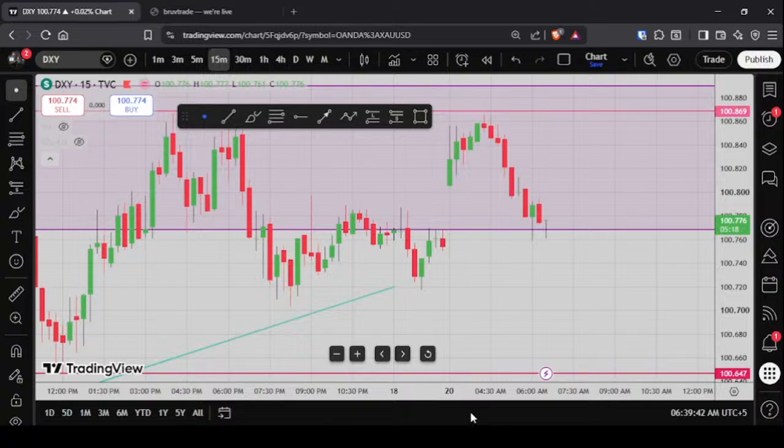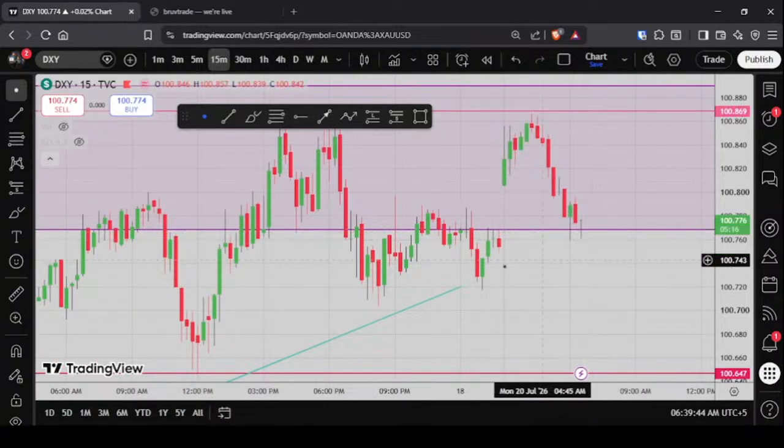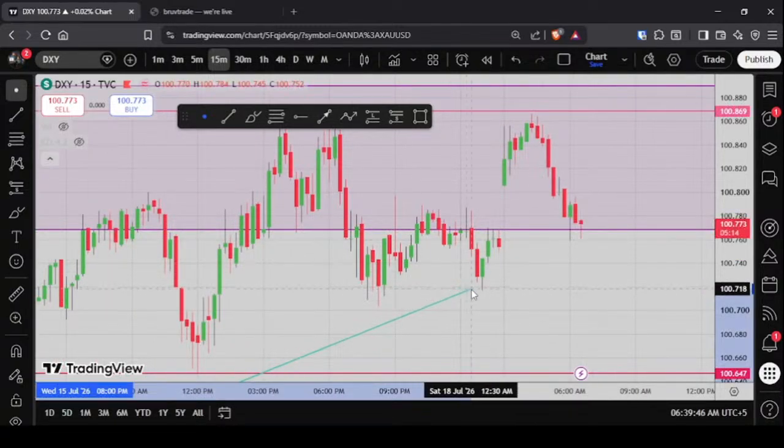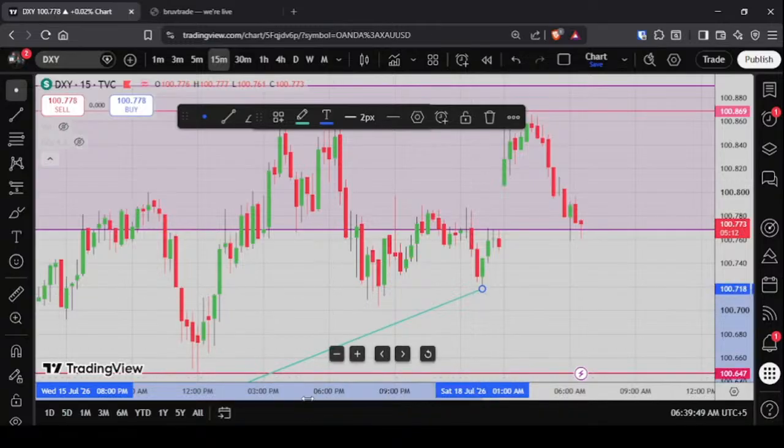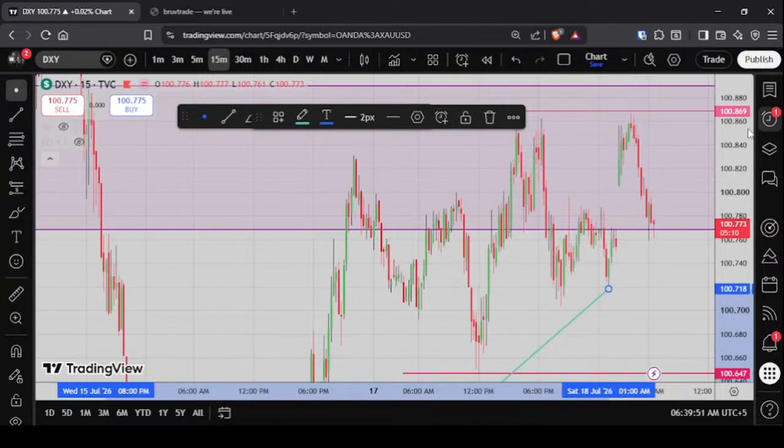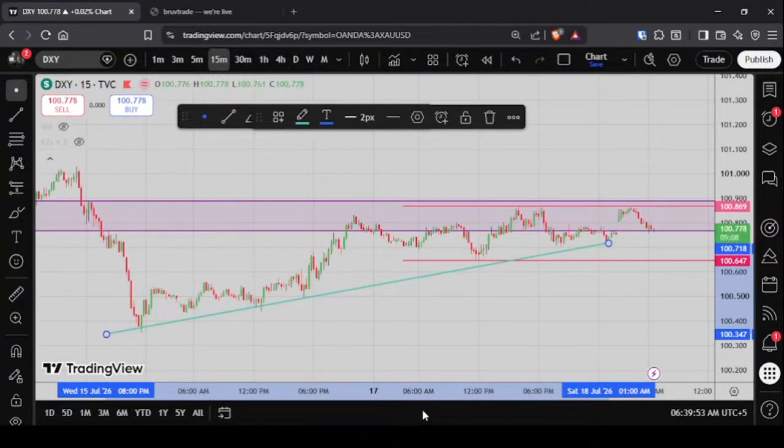What do you think, Blue? I think you are right, but I want to point out that the daily high wasn't taken. So is this reversal really valid?